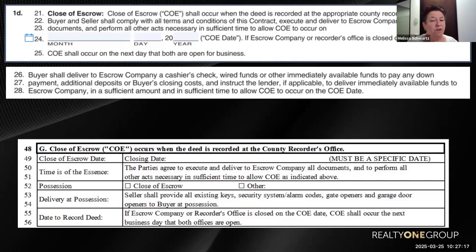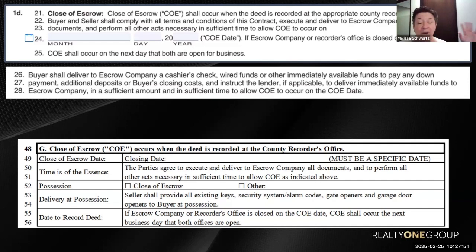So the other one is going to be very similar. Close of escrow occurs when the deed is recorded at the county recorder's office, right? And then over to the side here on line 49, close of escrow date. It must be a specific date. Look, they're being very clear. It's funny because on line 24, you have to click on a little calendar to pick a date. But our agents love hurting themselves and putting in the back, on or before this date.